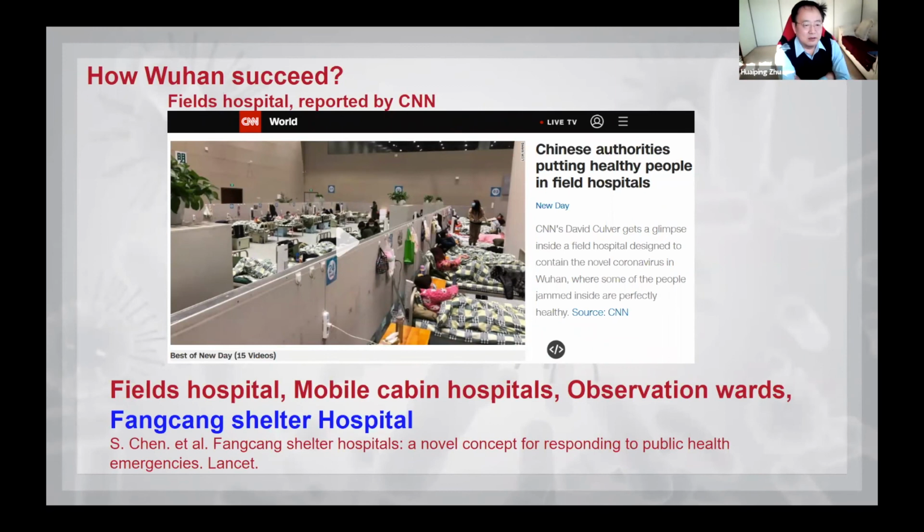For our paper, when we submitted, the date we finished was April 7th, just about the date Wuhan won the battle. The first name we used was Fields Hospital, and then we used MCH, Mobile Cabin Hospitals. When we submitted the paper, the associate editor, I forgot whether it was the editor-in-chief or the associate editor, suggested not to use mobile cabin hospital. She was not sure what to use, but suggested we should call it observation ward. So in the first version we submitted, we called it observation ward.